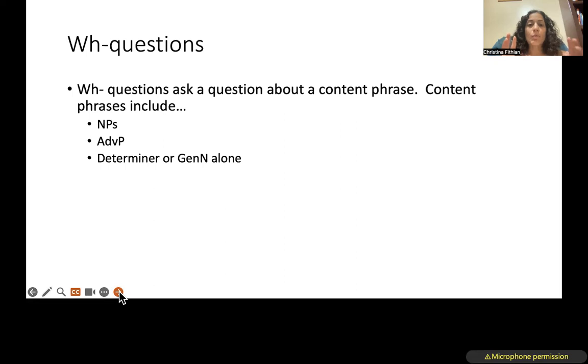So let's talk a little bit about what WH questions are. So WH questions are questions that ask a question about a content phrase. So content phrases can include things like noun phrases, an adverb phrase or a prepositional phrase that's functioning as an adverb, or they may ask a question about just a determiner or a gen n alone, for example. So let's look at a few examples of this.